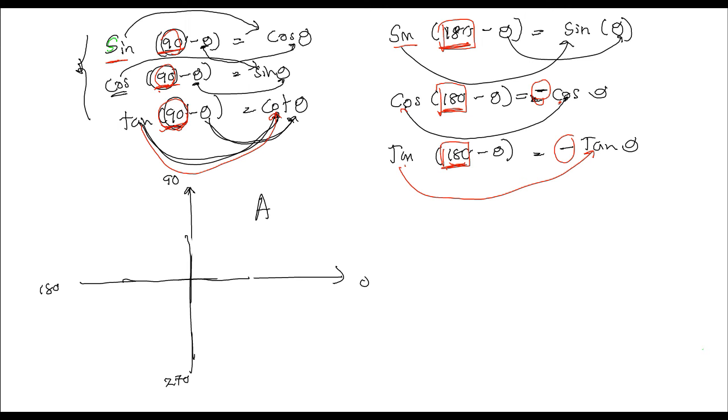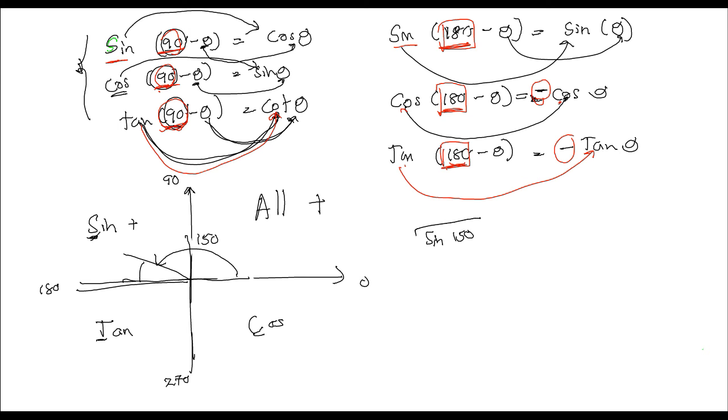A stands for all, S sine, T tan, C cos. So in the first quadrant, any trig ratio, sine, cosine or tan, is positive. Only sine is positive in this second quadrant, because that means if you have an angle, say 150, which is in the quadrant 90 to 180, sine 150, the value of that would be a positive value.